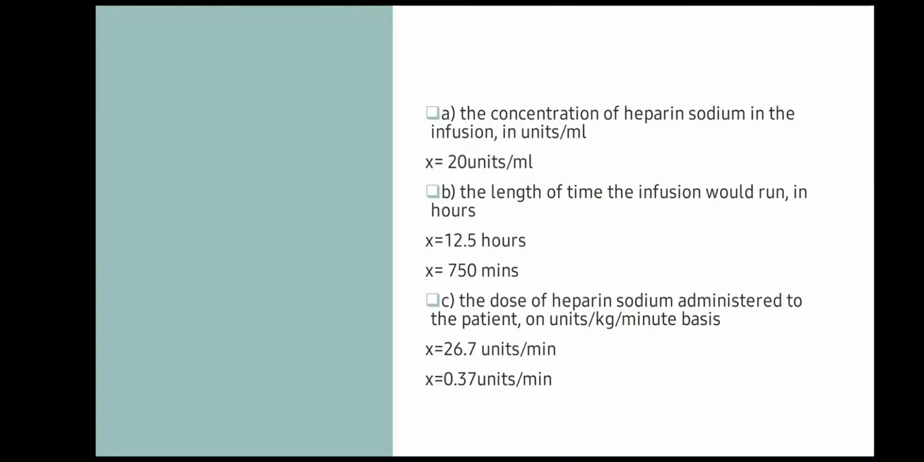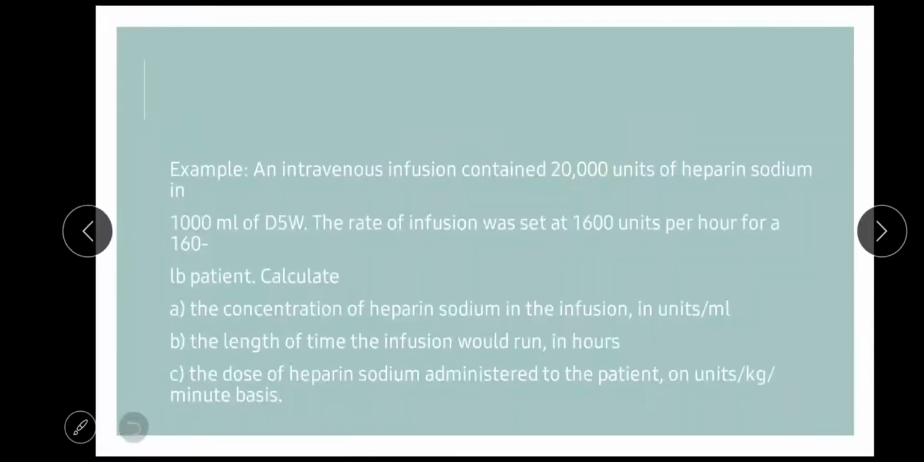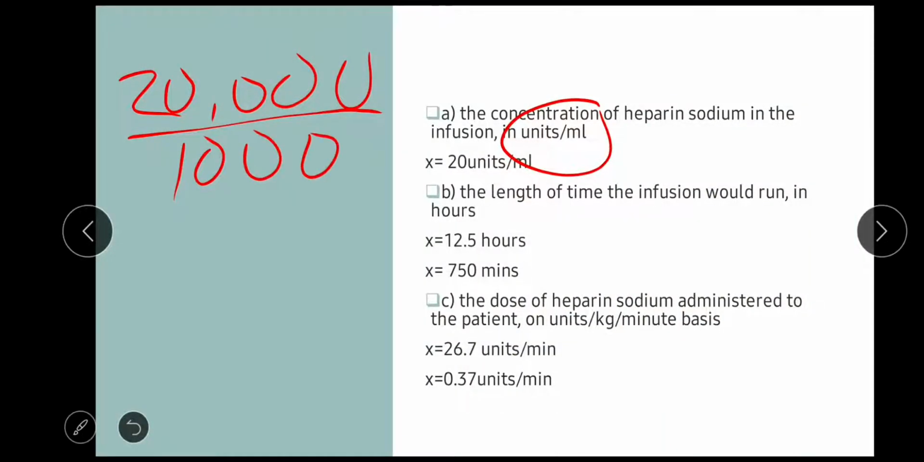For our first calculation, calculate the concentration of heparin sodium in units per ml. So, yung given natin dito for our first solution, 20,000 units per ml. So, ang ml natin dito ay 1,000 ml and 20,000 units. The answer would be 20 units per ml.